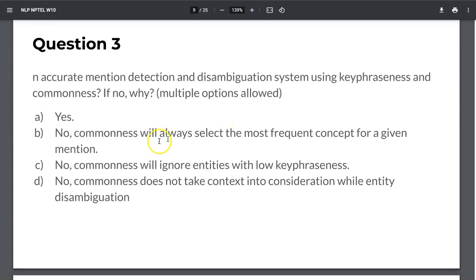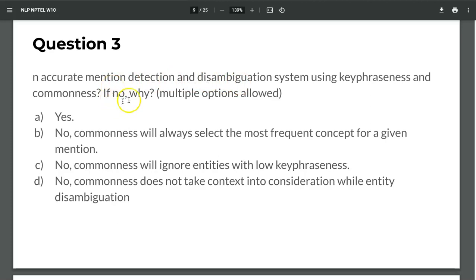Okay. Yeah, so these questions are again easy. What this question suggests, I hope there's a missing part, so maybe it will be "can" or something like that: Can an accurate mention detection and disambiguation system use keyphraseness and commonness? So basically the question they're asking is, what is the usefulness of keyphraseness and commonness for mention detection and disambiguation.